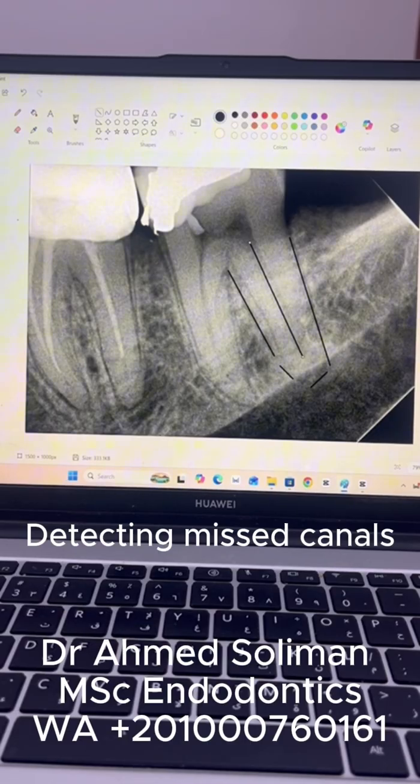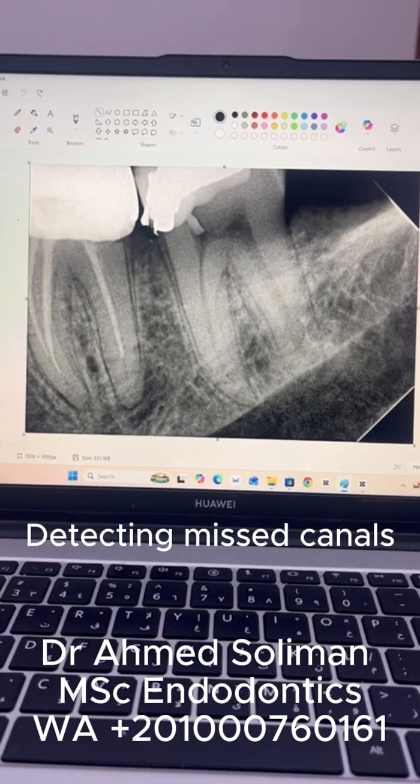If you have more than one canal, these canals will deviate from each other. Assuming two canals, one canal will go slightly buccal, one canal will go slightly lingual. So they will not be in the center of the root. So how do we apply this clinically, in a real life scenario?